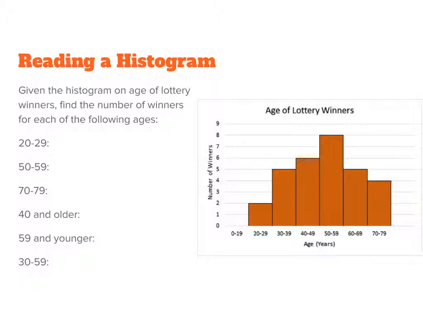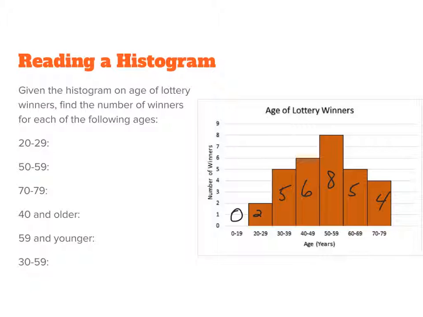So if you look here between 0 and 19, there's no bar. That means there's 0 in this group. This bar goes up to 2, so there's 2 in the 20 to 29 range. There's 5 in the 30 to 39 range, 6 in the 40 to 49, 8 in the 50 to 59, 5 in the 60 to 69, and 4 in the 70 to 79 range. Okay, so once you have figured out how many are in each, that makes answering the questions a lot easier.